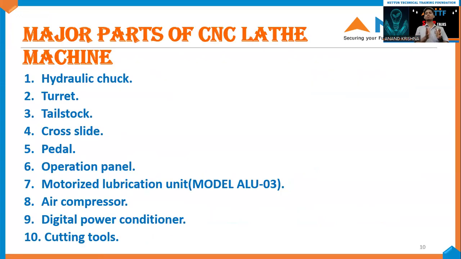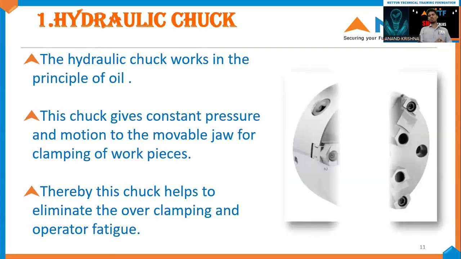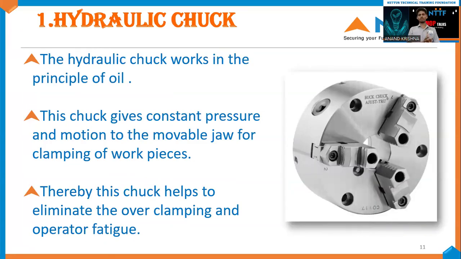Next one, the major parts of CNC lathe machines. There are 10 major parts in a CNC lathe machine, so we can introduce them one by one. First one, hydraulic chuck. Second one, turret. Third one, tailstock. Fourth one, cross slide. Fifth one, pedals. Sixth one, operation panel. Seventh one, motorized lubrication unit. Eighth one, air compressor. Ninth one, digital power conditioner. And tenth one, cutting tools. So let's explain each one of them.